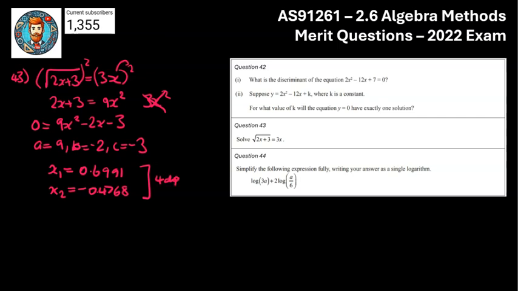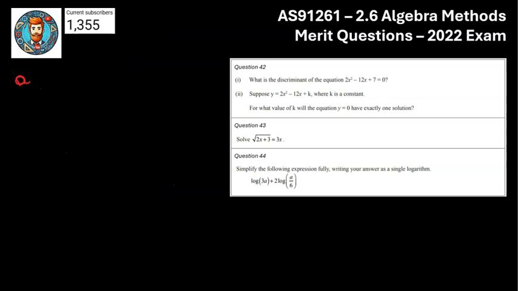So that question was real cruisy, a lovely merit question. Hopefully one like that comes up for you. So we're now on to question number 44. This video has flown by, a nice short one as well, which is good for the merit stuff. Basically, we've got a log expression. We've been asked to simplify it as a log expression.